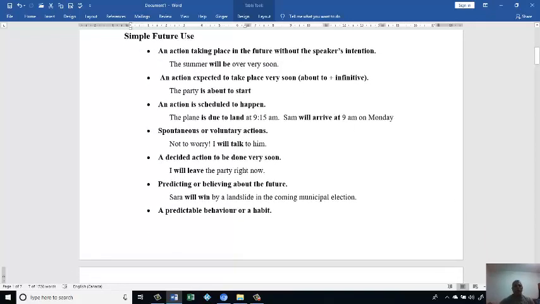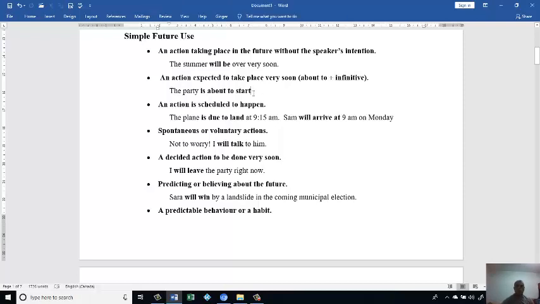An action taking place in the future without the speaker's intention. For example, the summer will be over soon. An action expected to take place very soon, about to plus infinitive. For example, you could say the party is about to start. Then it could be an action scheduled to happen. The plane is due to land at 9:15 a.m.